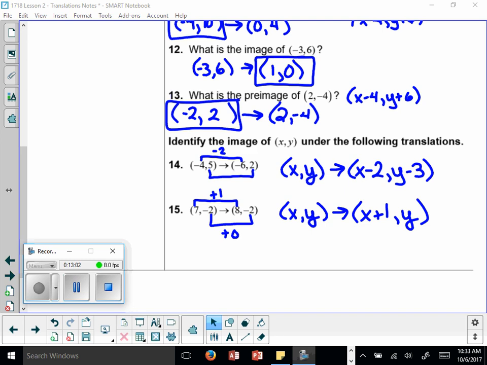Okay, for your summary, I want you to explain what a translation is and how you actually do it, both when it's on a graph and when it's just the numbers like this last page.